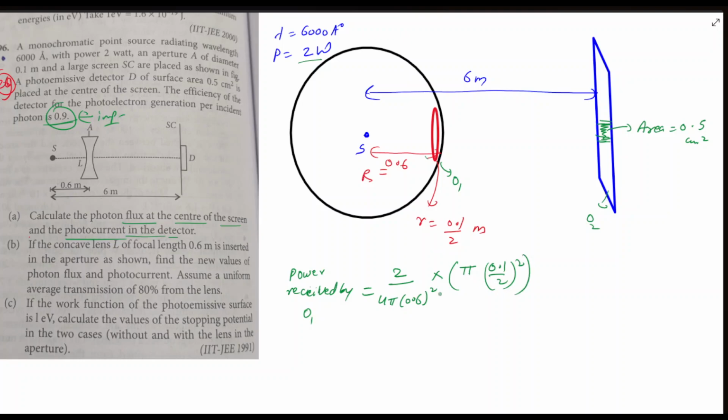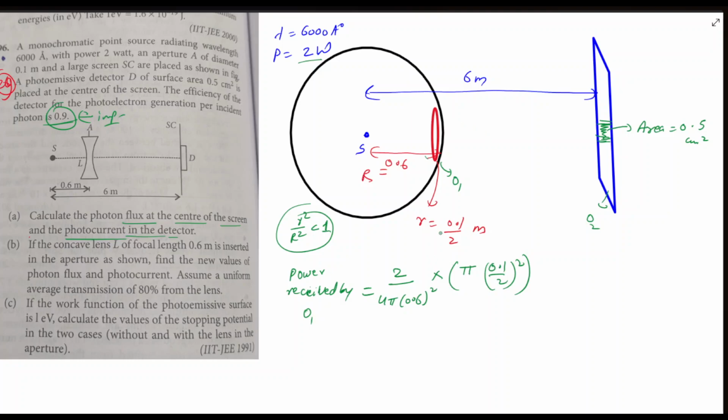Now you will ask why I use this. It is because small r square by capital R square is much less than 1. Otherwise, I would have to use the concept of solid angle to find the exact value. So the power received by this will be this.